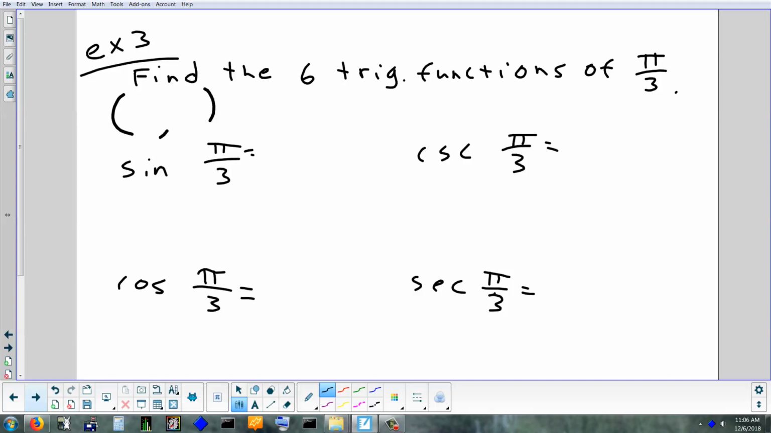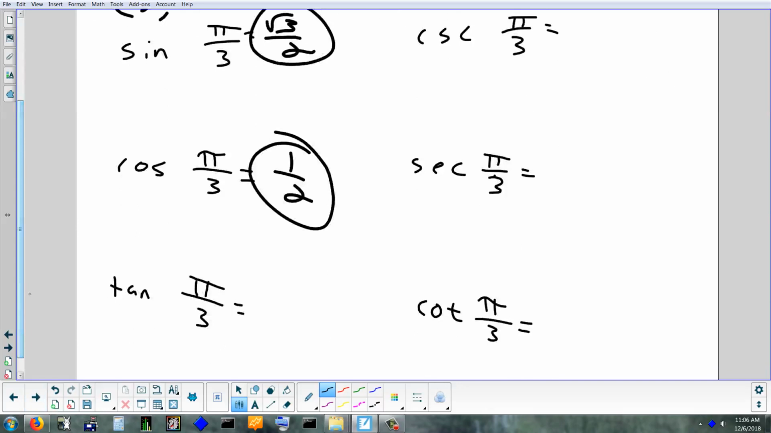All right, so 60. Anyone give me the coordinate for 60? Yep. One half, square root 3 over 2. It's the same as the 30, except the x and the y switch. Okay, so let's go through all our values. Sine is root 3 over 2. Cosine is 1/2. And tangent, you divide them. What cancels out when you divide them? The 2's. So you're left with square root of 3 over 1.